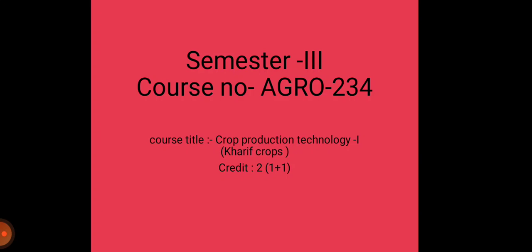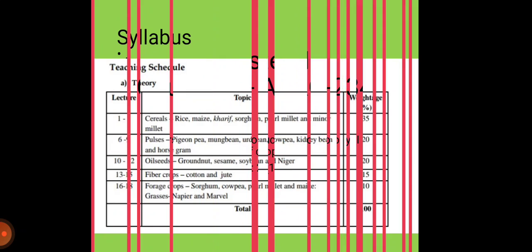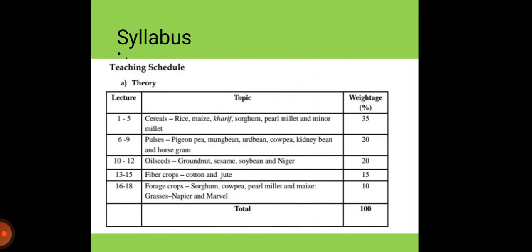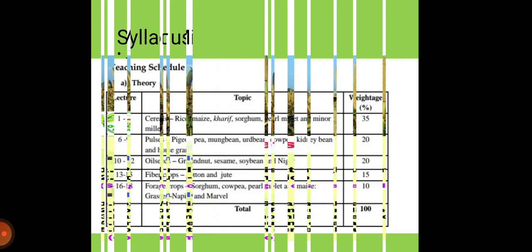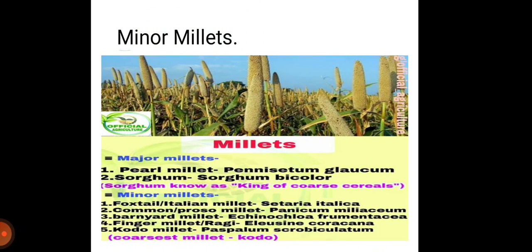Today we discuss our course AGRO 234, Crop Production Technology, Kharif crops. Today we discuss different cereal crops. Among the major important cereal crops are the sorghum crop and the different minor millets, in the group of the millets, the major millets and minor millets. The major millets have two different subtypes.